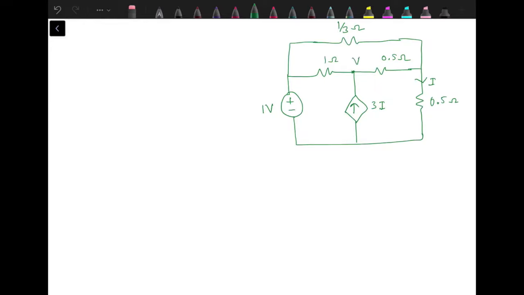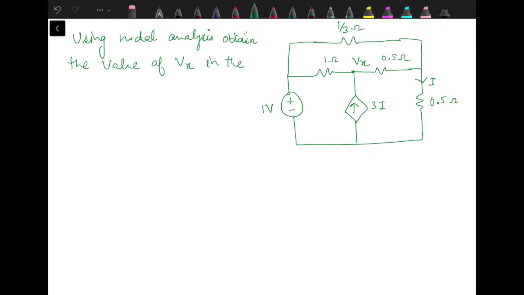This voltage is already given, that is Vx. Question is: using nodal analysis, obtain the value of Vx in the network shown.